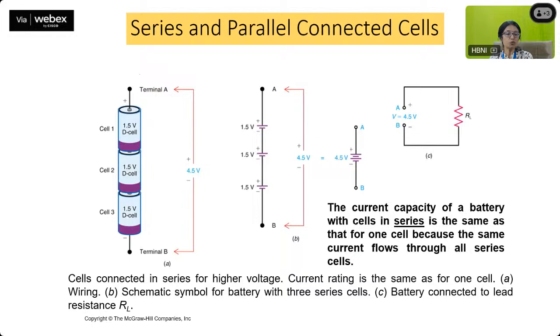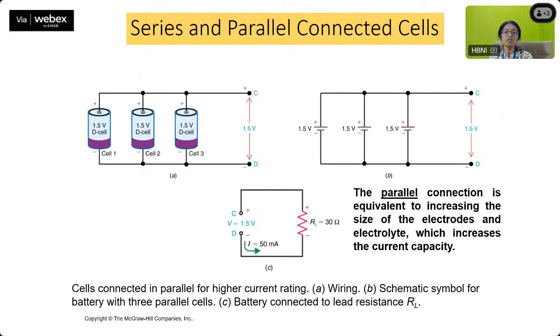You have three 1.5 volt cells which are connected in series. So ultimately the total voltage you find is 4.5 volts, and these are the three different ways you can represent it. The last one is basically when the battery is connected to a load resistance, which is given as L. Similarly, you can have a parallel combination of three 1.5 volt cells. In this case, the voltage which you get across the terminals is again 1.5 volts. But definitely, this parallel connection is equivalent to increasing the size of the electrolyte. This actually increases the current capacity. So the current you will get is much more than you get from a single cell, but the voltage is going to be the same.